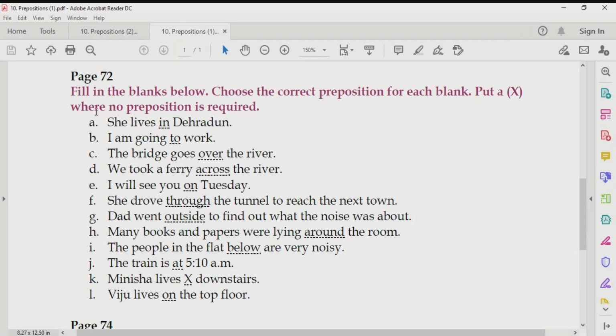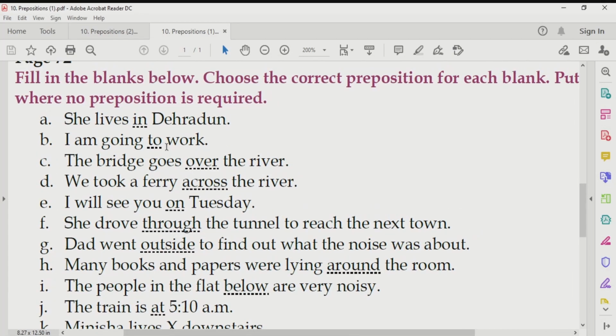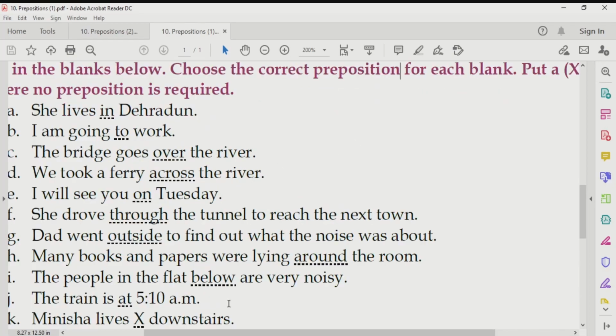Students, please note over here, it is a bit different than the others. Fill in the blanks below. Choose the correct preposition for each blank. Put a cross where no preposition is required. There are many sentences where you do need prepositions, and there are many sentences where you already know the position but you do not need a preposition. That may sound a little bit confusing. Let us go to the exercises.